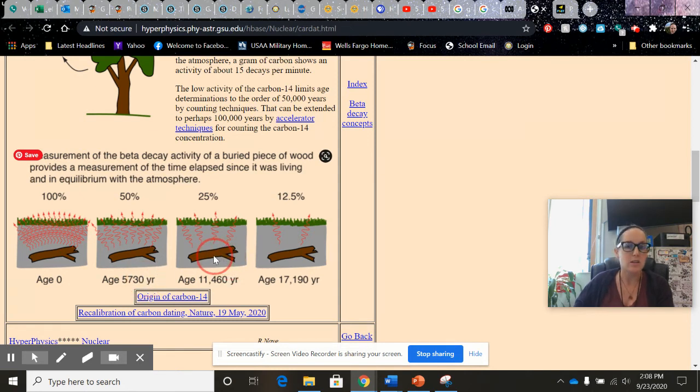Then we come back a long time later, and the stick is only 25% carbon, 75% nitrogen. And that tells us that it's gotten significantly older, 11,000 years old. And then we come back and it's even older. So now it's only 12.5% carbon. And that shows us that it's 17,000 years old, much, much older.